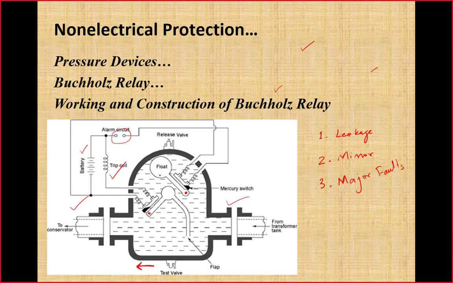Now if due to leakage oil starts spilling out of the transformer tank, what happens? The oil from the conservator will start moving into the transformer tank. Slowly its level will keep on decreasing here. A point will come where the oil level will start decreasing inside this relay as well, because oil is moving from this relay back to the transformer. So from the top there will be an air gap here, and then the oil level is further reduced, this float will move downward, further reduce, it will move further downward. So as this float moves downward due to the leakage of oil, initially it will close this switch.